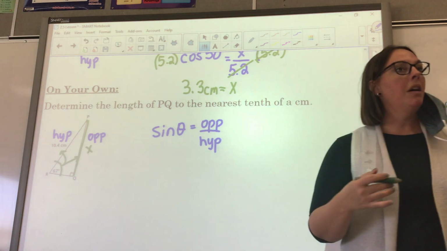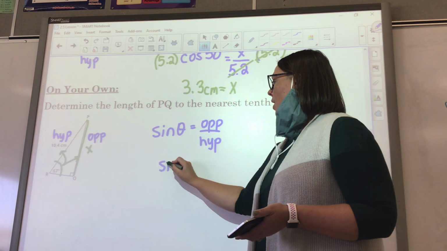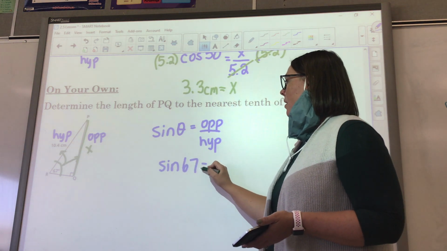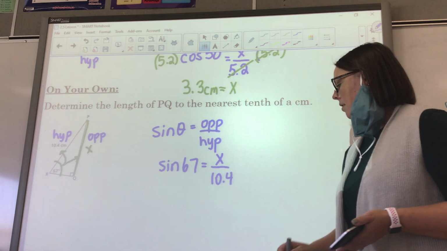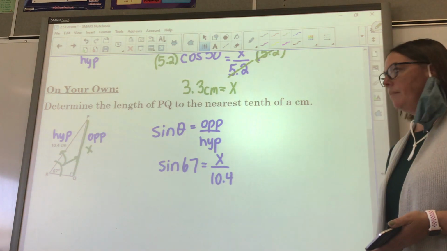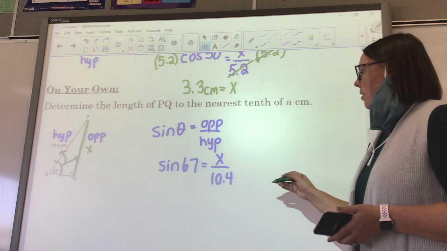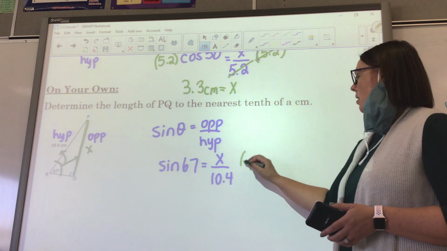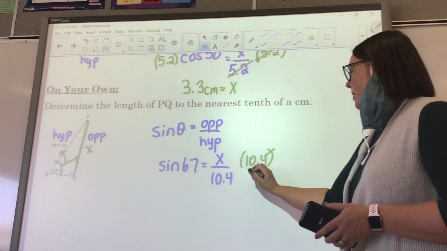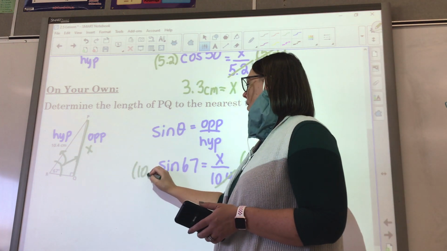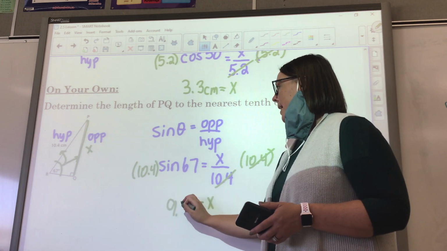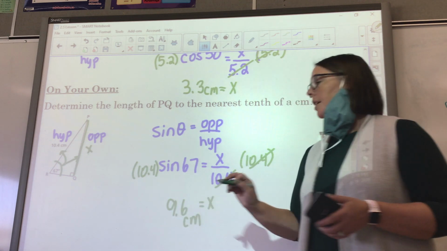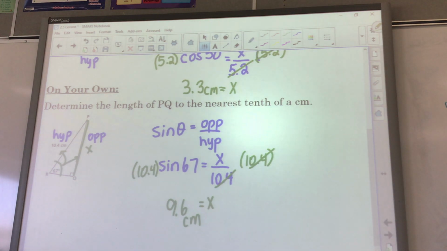And then you fill in what you know. We know 67. We don't know opposite. We know hypotenuse. Okay? What are we going to do, Ava? Multiply everything by 10.4. Perfect. Multiply both sides by 10.4. And our answer is 9.6 centimeters. Everybody agree? Okay, seems simple enough, yeah?